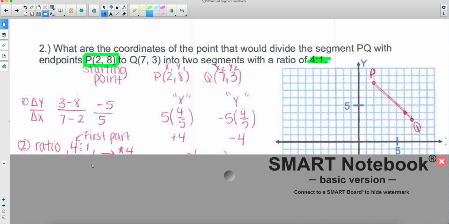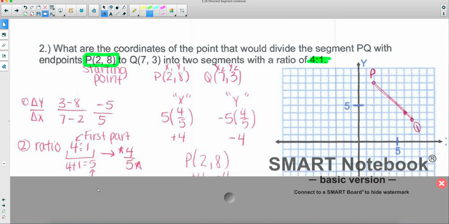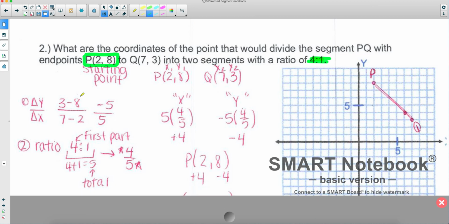Okay, so next part is finding now with the ratio that fraction. So if our ratio is 4 to 1, we know we need 4/5. Why? Well, it's the first part, which is 4, over the total number of parts, which is 4 plus 1. So 4/5. Okay, next step, we're going to combine this first step and the second step. So for your x, we found the change in x is 5. We want to take 4/5 of 5. For your y, your change in y was -5. We want to take 4/5 of -5.